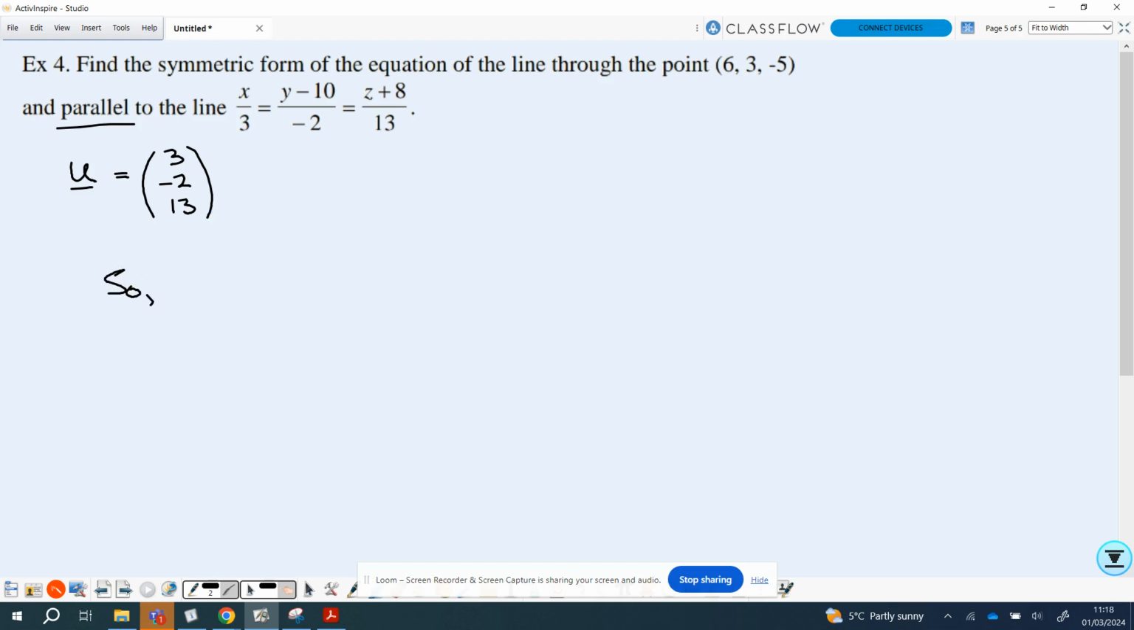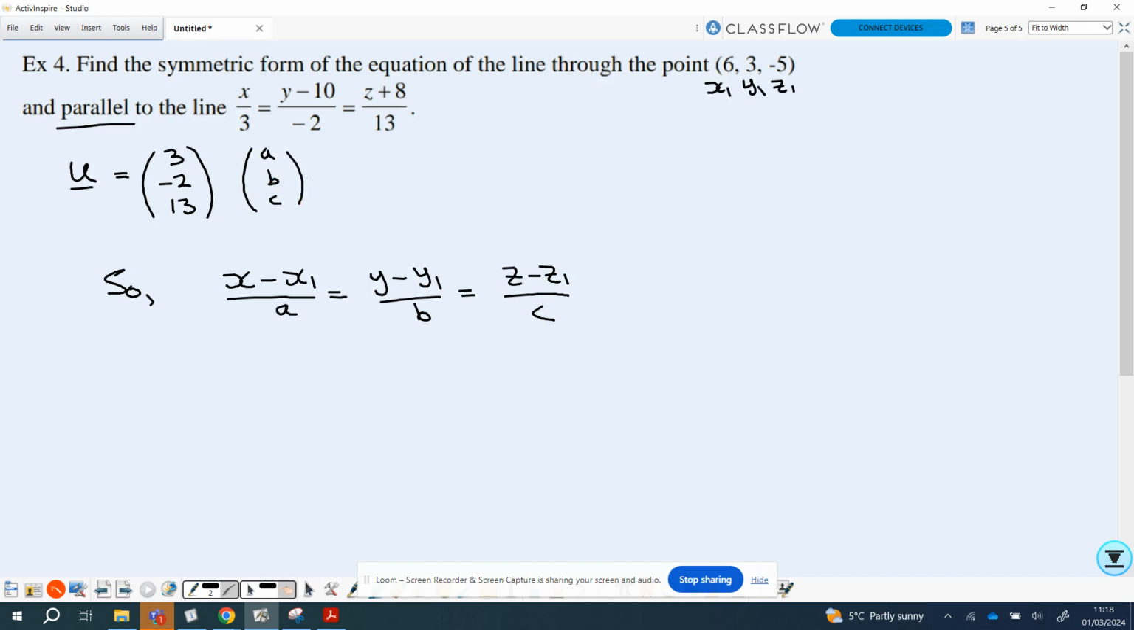So again, the point we're interested in is (6, 3, -5), so that'll be my x1, y1, and z1. It did ask for the symmetric version, so it's going to be x minus x1 over A equals y minus y1 over B, which equals z minus z1 over C. Remember, this is the direction that's travelling, A, B, C.